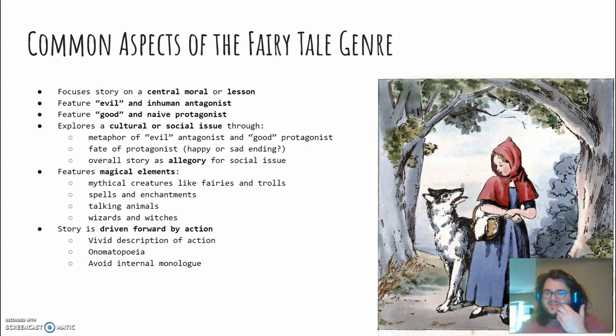Little Red Riding Hood, again, is very representative of this trope. The protagonist is always too good for their own good. Explores a cultural or social issue. Metaphor of evil antagonist and good protagonist can sometimes do this. Fate of protagonist, happy or sad ending, and what mistakes do they make to get them there. Overall story is allegory for social issues like we've talked about earlier. Features magical elements, that's just mythical creatures, creatures from folklore. Story is driven forward by action. These are the more technical things I've noticed, but it's not a lot of passive voice, it's active voice. Oftentimes the subject of a sentence is just doing something onto something and not the other way around. So it's a very active writing style that puts onus on keeping the story moving.